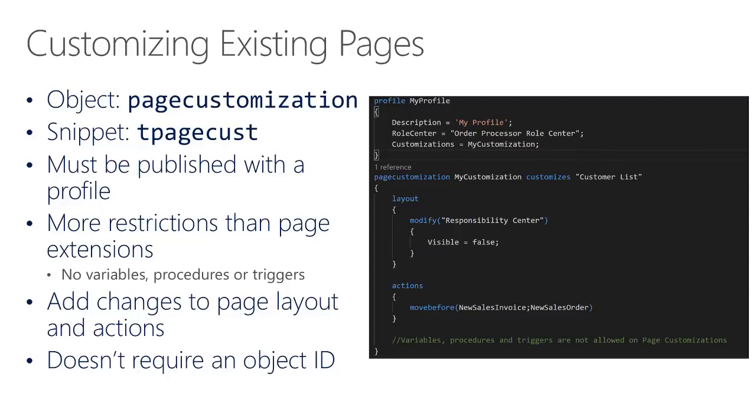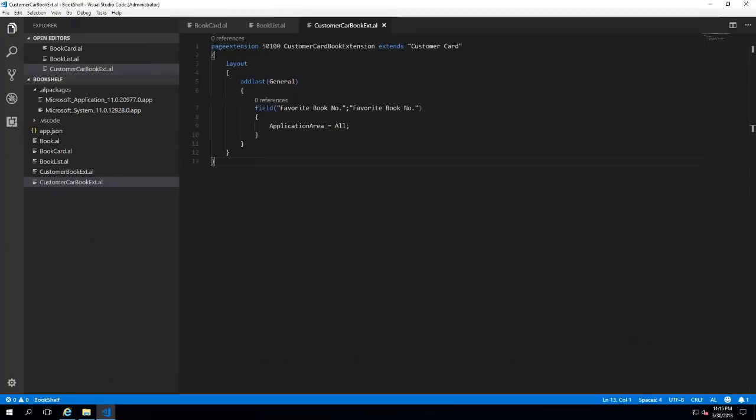The snippet is tPageCust. It must be published with a profile, and you can do the profile separately, but like I said, you just want to put it in there as a customization, including a profile. More restrictions than page extensions, so no variables, procedures, or triggers. And you can add changes to page layout and actions. It doesn't require an object ID, so it knows it doesn't need object ID to know what it needs to do. So let's go and create this.